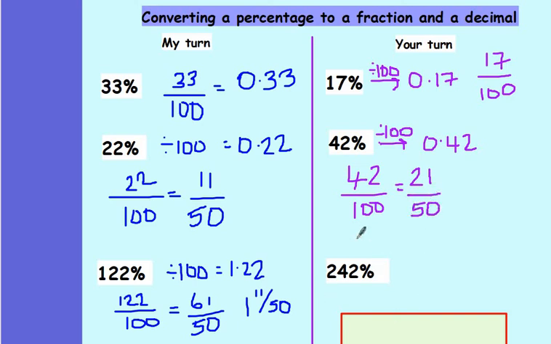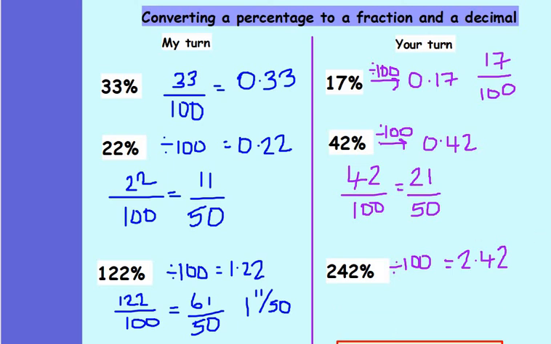And finally, this one's a bit trickier. We're over 100% here, so divide by 100 to work out the decimal, which gives me 2.42. And then as a fraction, in exactly the same way, nothing changes just because it's over 100%. We've got 242 out of 100, which I can simplify to 121 out of 50. You could write that as 2 and 21/50ths if you so wished.